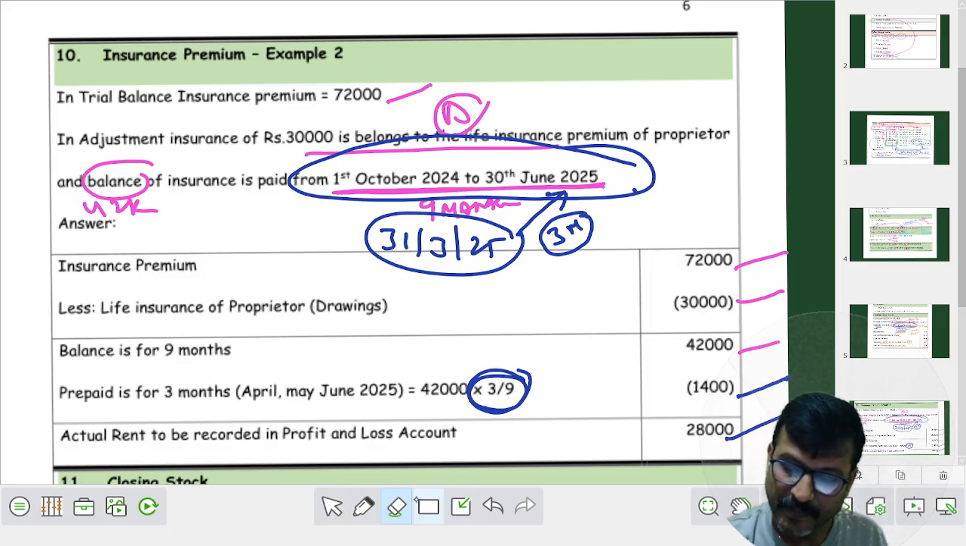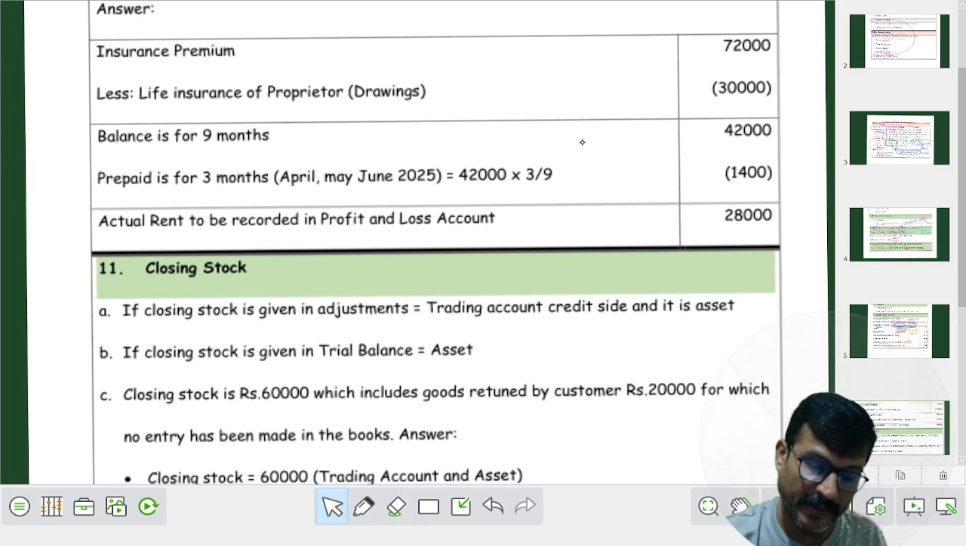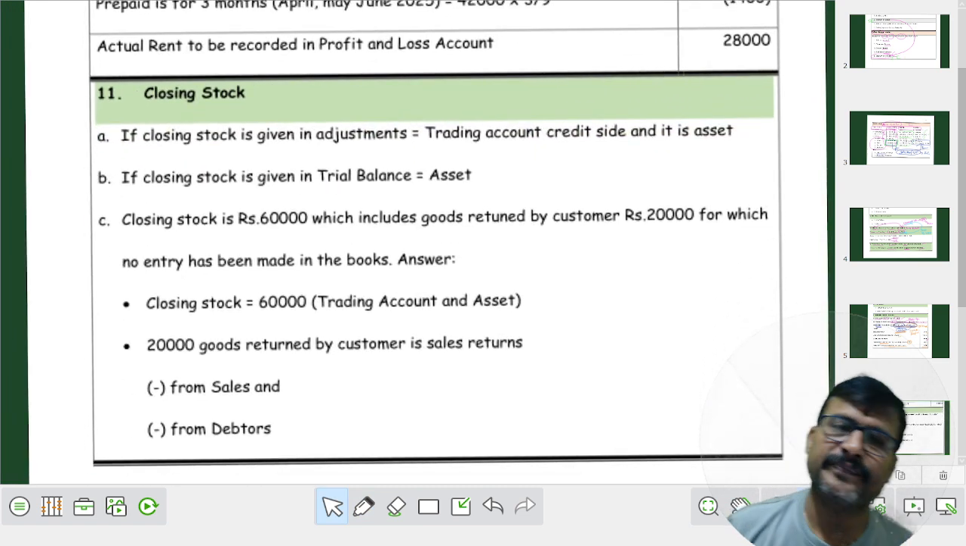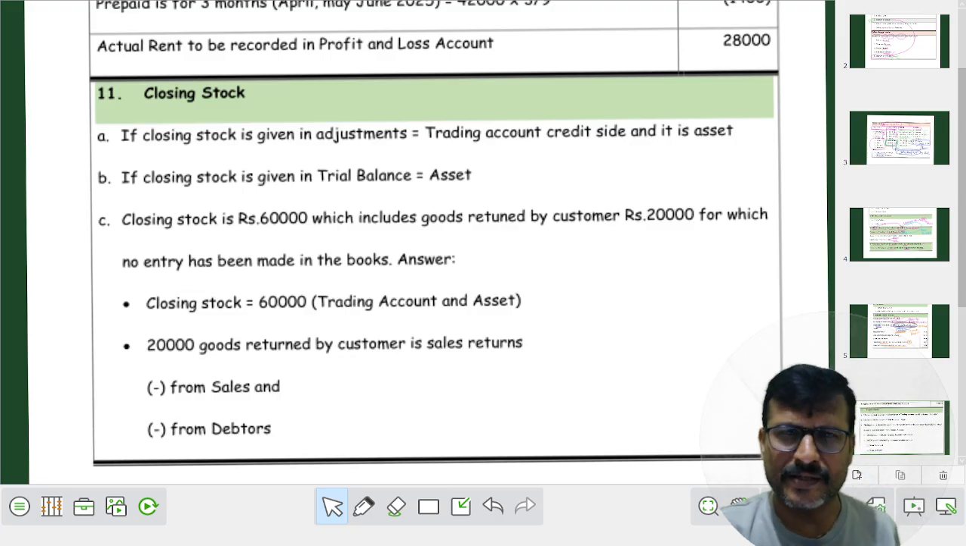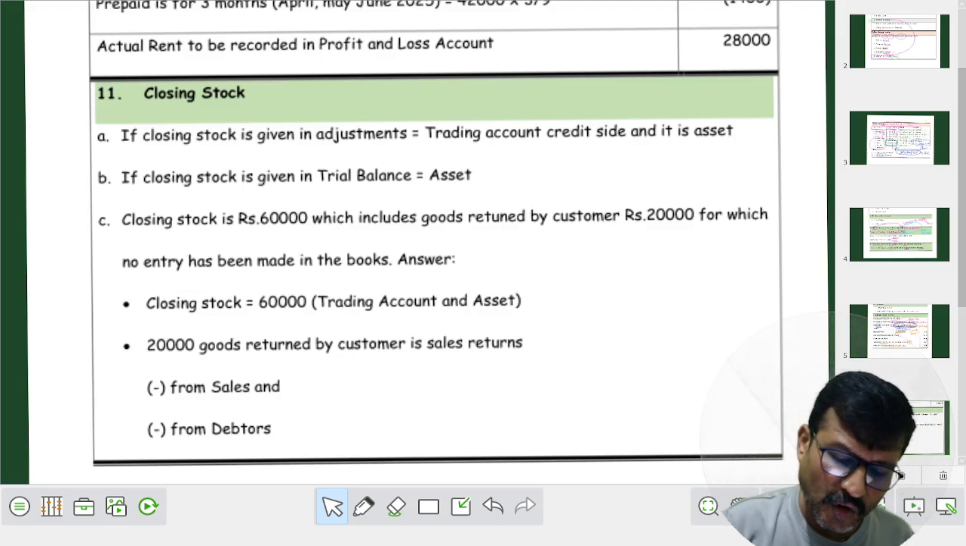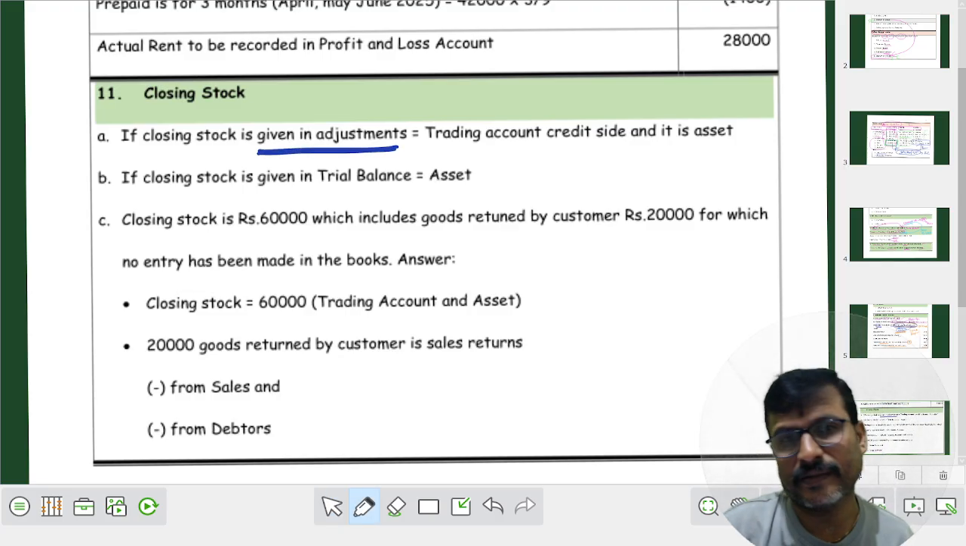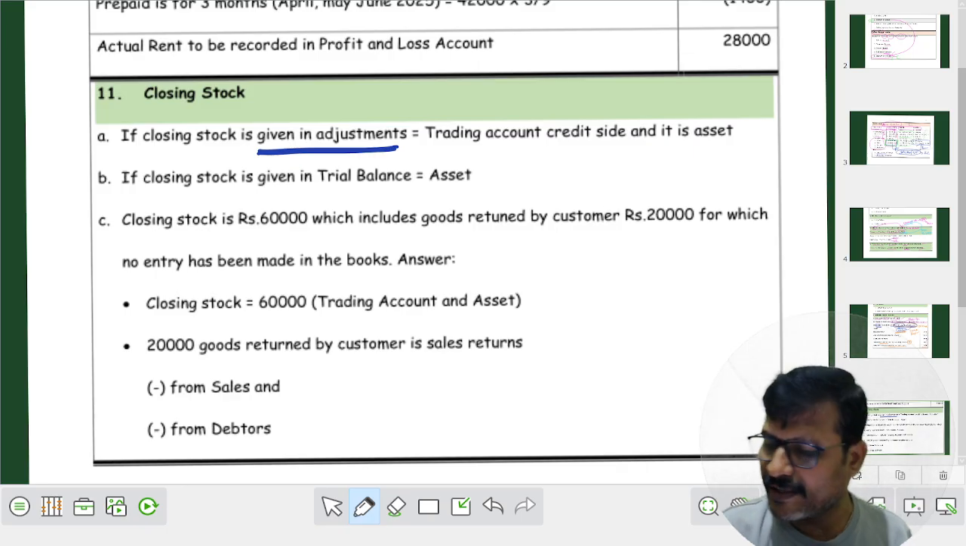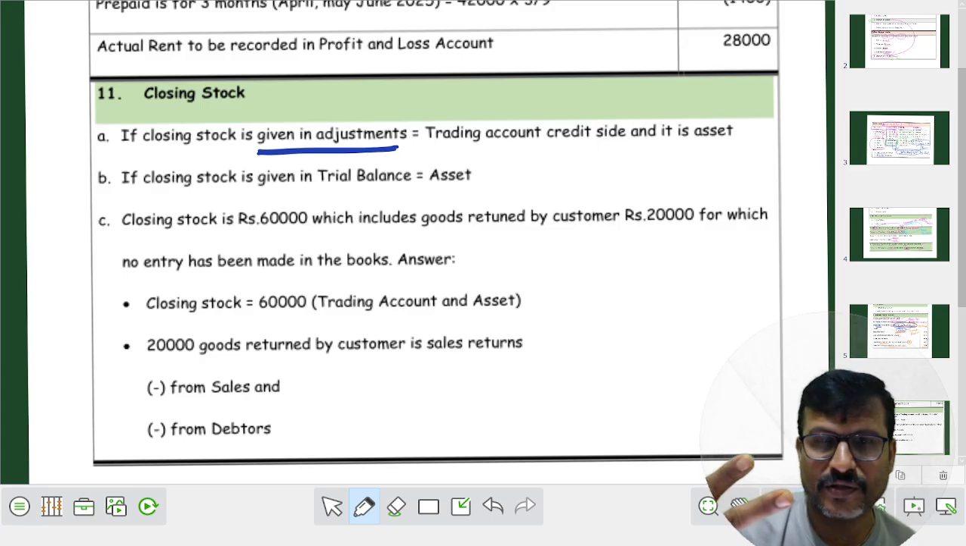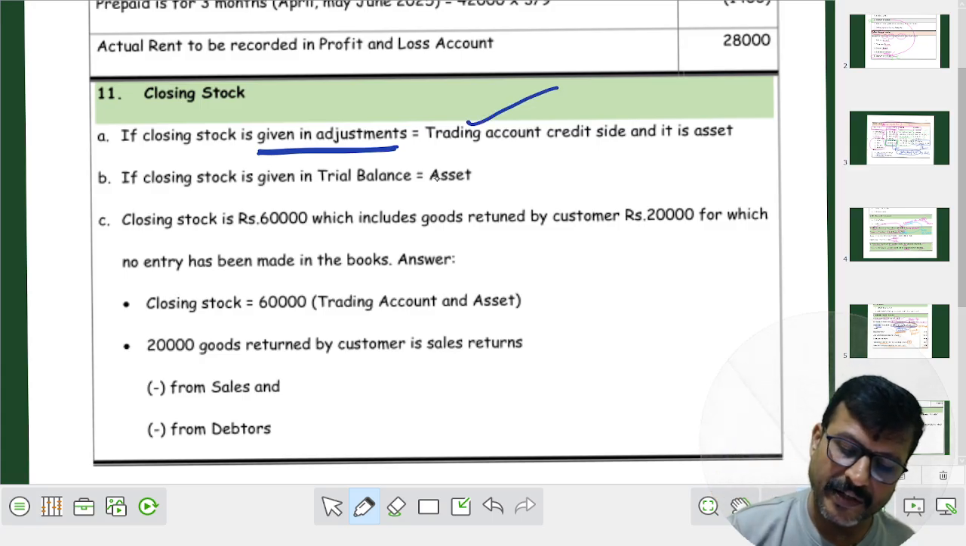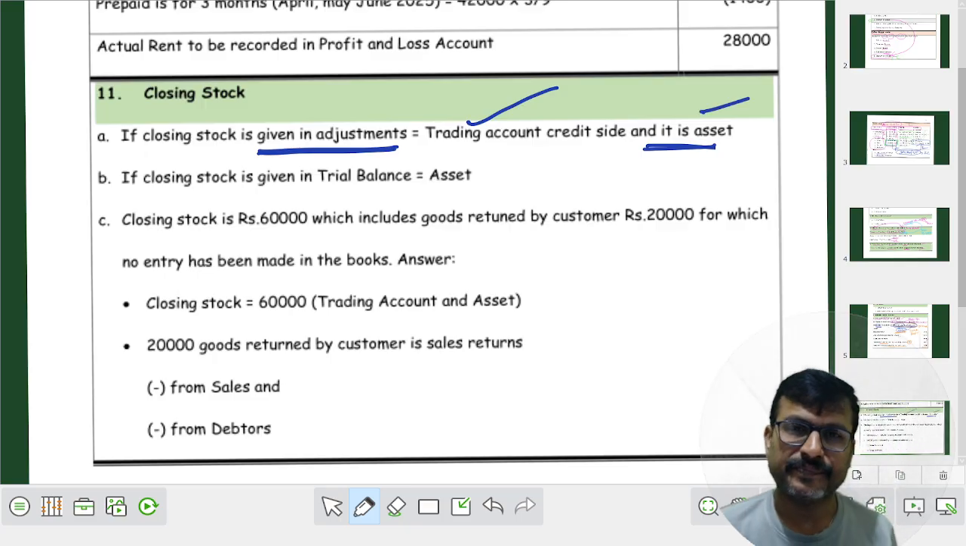Fine. Shall I move further, my dear students? See what happened for the next points to be remembered. Closing stock. Still a few more points are there, please understand. If closing stock is given in adjustment, we know very well every adjustment comes 2 times. One, it comes in trading account, another it is to be taken as asset.